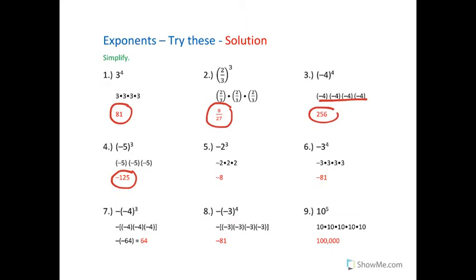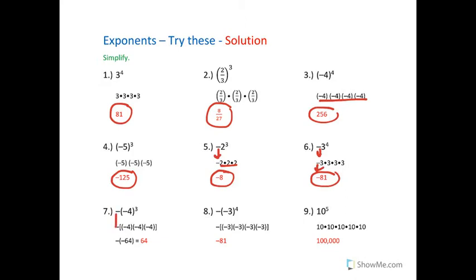This doesn't matter because 3 is odd, but do it the same way. Bring down your negative. 2 times 2 times 2 is 8, -8. Bring down your negative. 3 times 3 times 3 times 3 is a positive 81. Bring that negative down, -81.